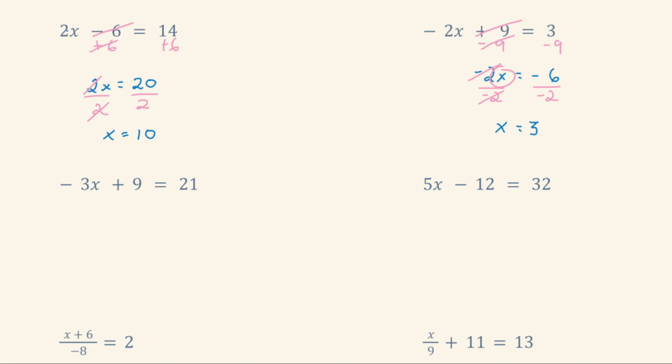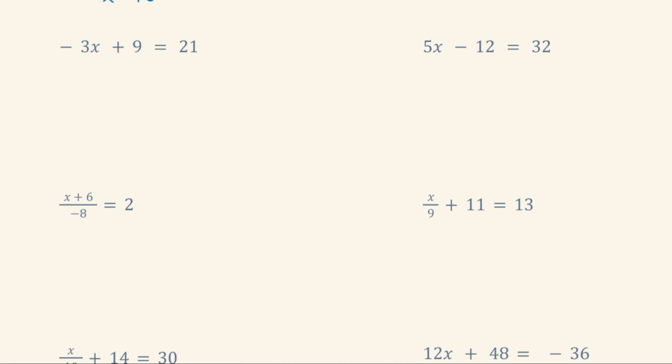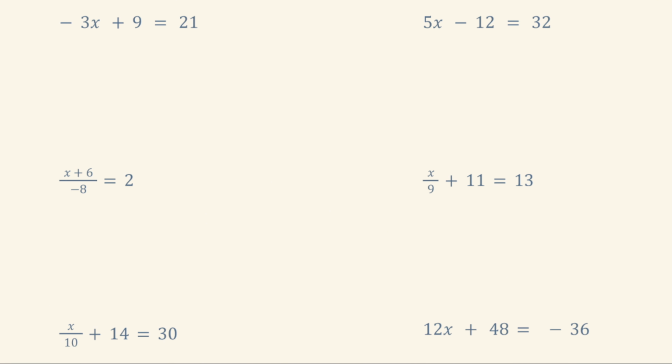Now, this question over here. Okay, so we've got minus 3x plus 9 is equal to 21. So we undo that addition first because that's what's happening last. So we're going to minus 9. We're also going to minus 9 here. So that these go away. I'm just left with, on the left side of my equation, that minus 3x. And on the right side, I'm left with 12.